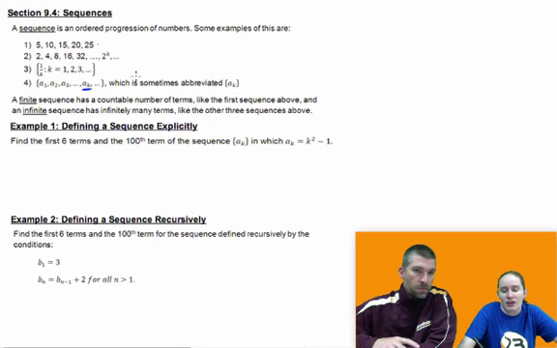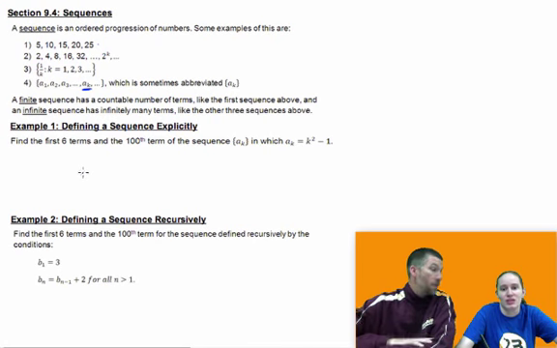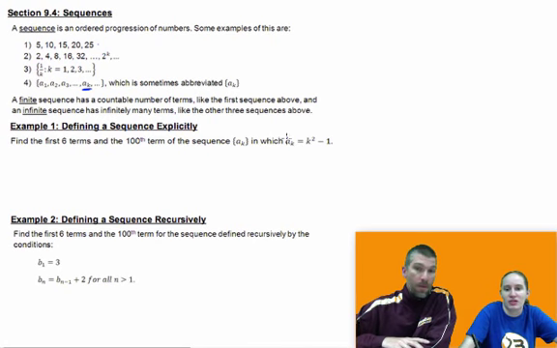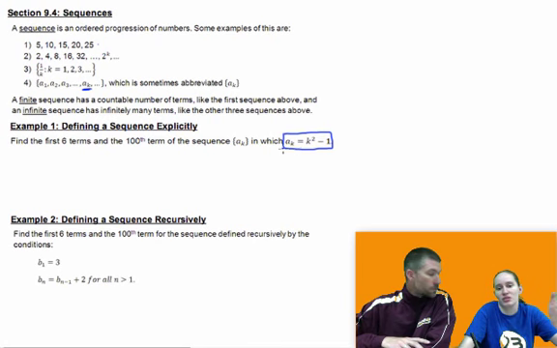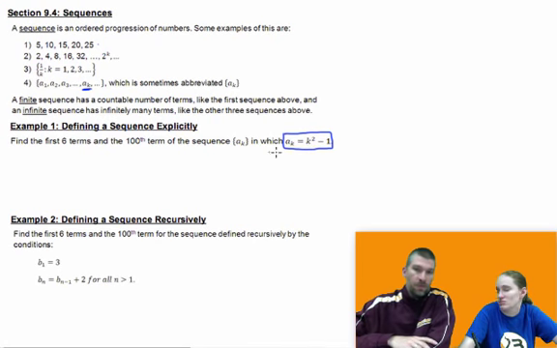So there are 2 different ways that our book talks about defining sequences. One of them is explicitly. And typically the word explicitly means obvious. Like I want this term right here, right now. I want this specific piece of information without doing any other work. I just want to know what this value is. So in this example, we have a sequence here. This is considered defined explicitly because no matter what term you want, you just plug in that number for k and it tells you what that term is.